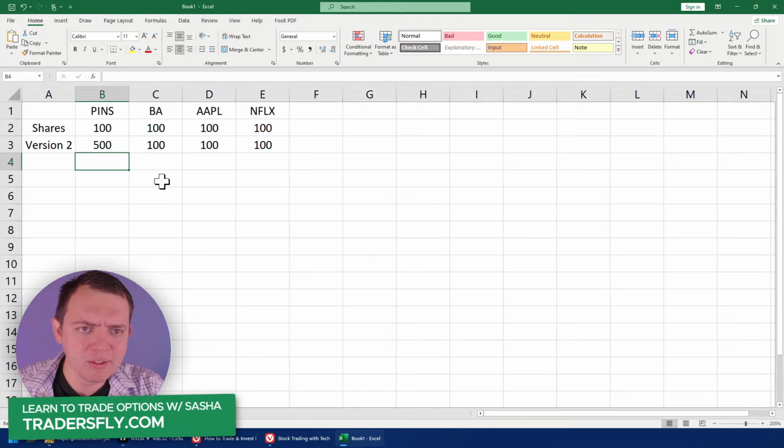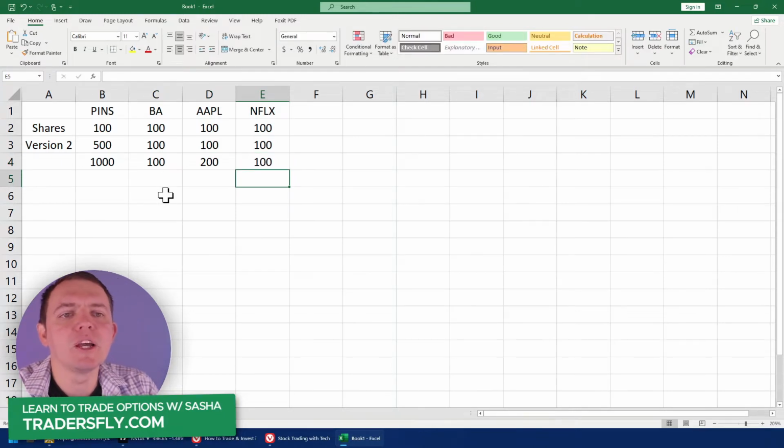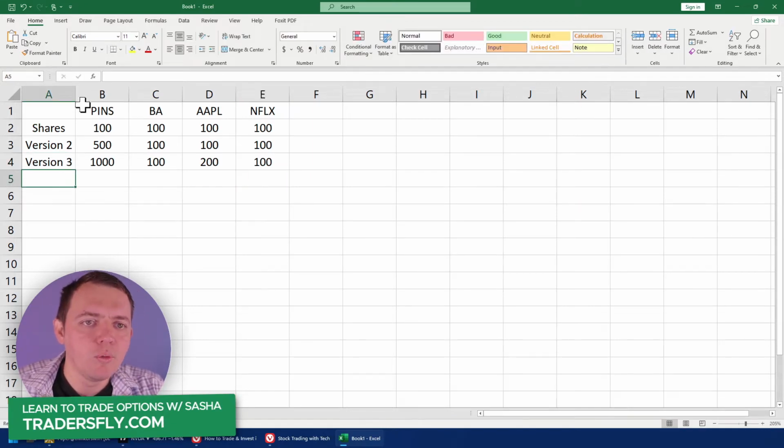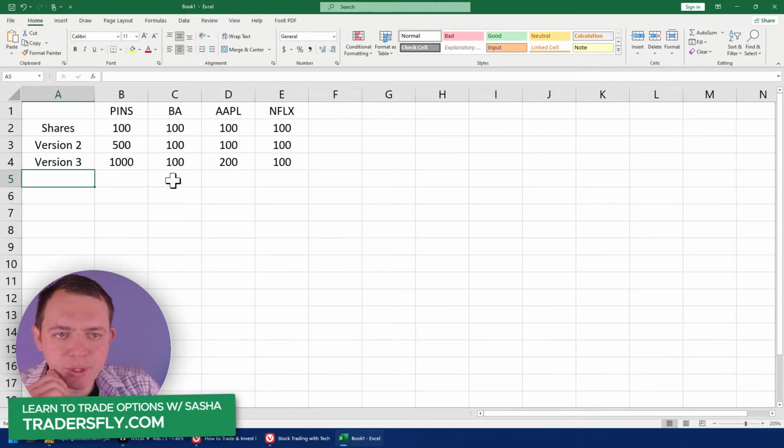And even then, we might go to something like, let's say, 1,000 shares of Pinterest, maybe 100 shares of Boeing, 200 shares of Apple, and 100 shares of Netflix. That actually starts to become a little more reasonable. Now, I don't know exactly the beta weighting on all of these, but now we're getting into version 3, where we're starting to see some form of balance and equilibrium.